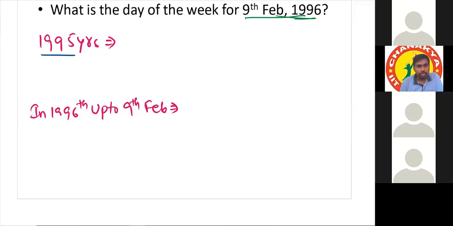Tell how to split this number. 1900 plus 95. Or 1600 plus 300 plus 95. We have already found out that in the 1900 century there's only one odd day, right? So why need to calculate it again?